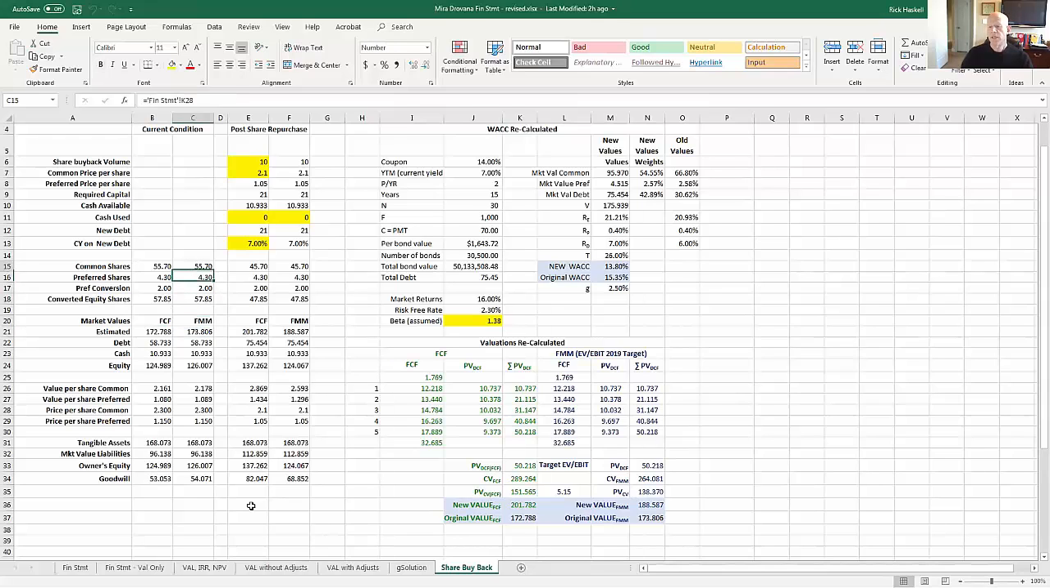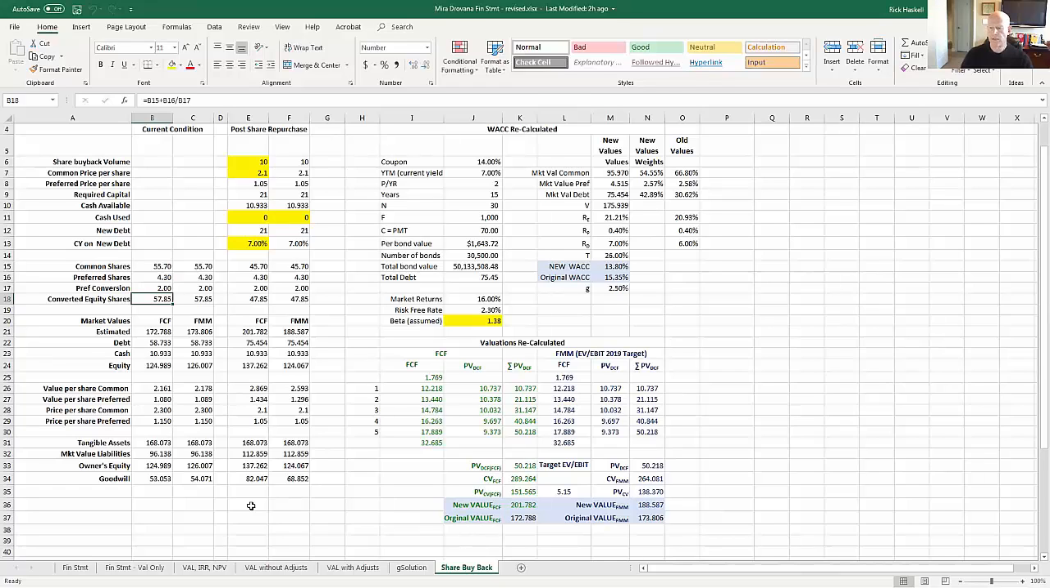I'll just start here. I've given it the number of common shares, and this is coming over directly from the financial statement, of course. And those are common shares. Same thing with preferred shares. And then I've given the preferred conversion rate, which I've already got embedded in the financial statement as well. And then I have this converted equity shares.